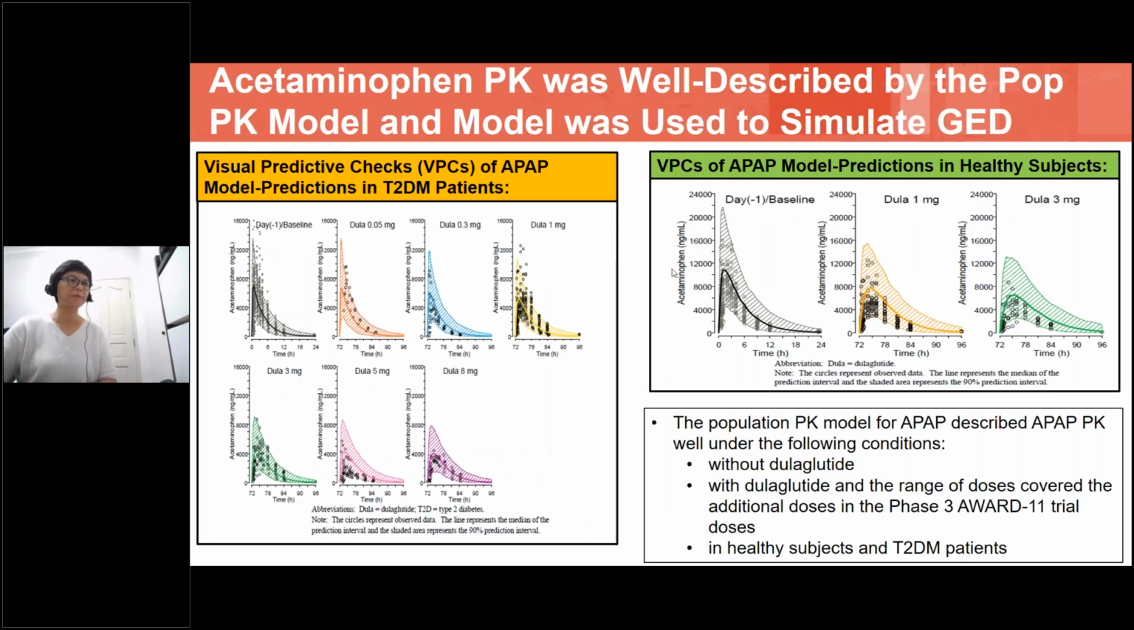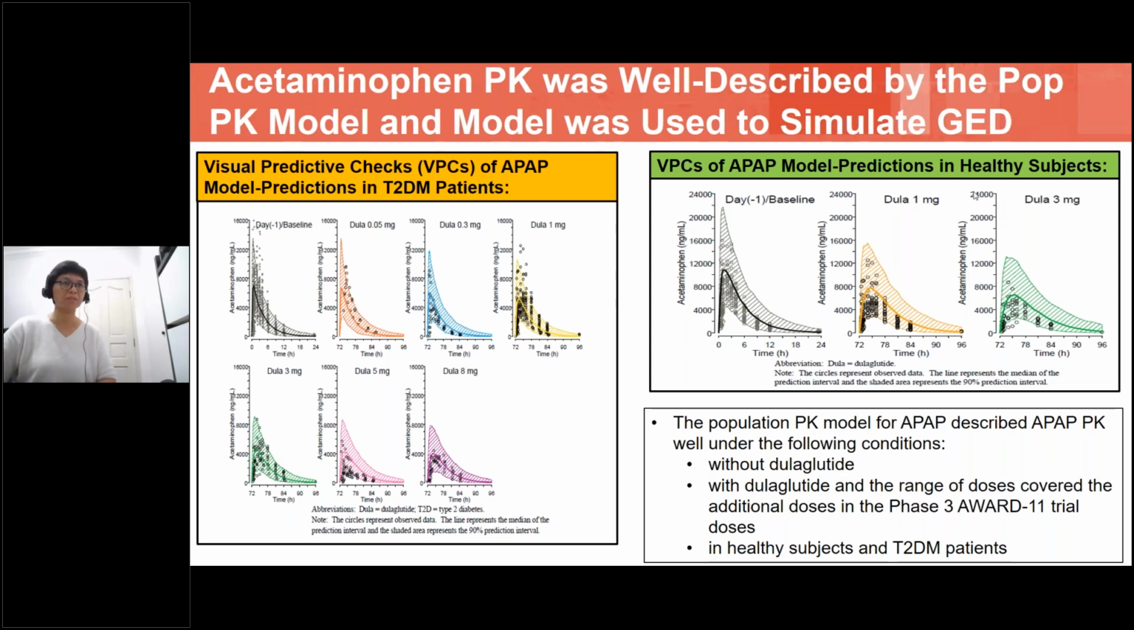And this slide here, what I'm trying to show you is that the population PK model of acetaminophen actually described the data very well, including the delay in gastric emptying, and you can see more depressed curves here. This happens over a wide range of dulaglutide doses in the type 2 DM study. The black circles are the observed acetaminophen concentrations. The bands are the model predictions and the 90% prediction intervals. So you can see most of the observations actually sit within the model predictions.